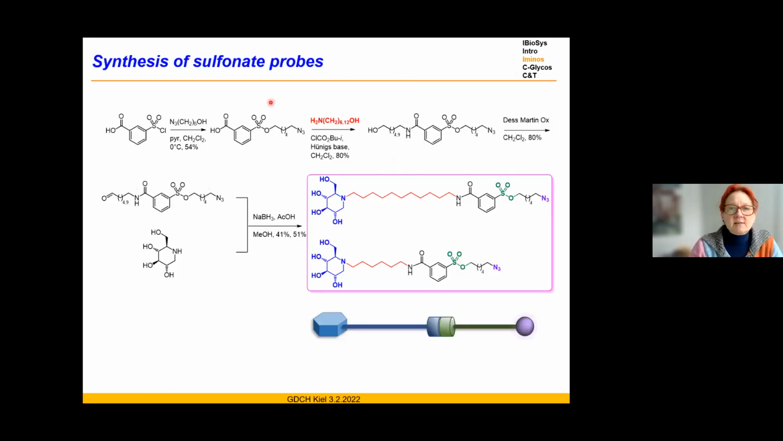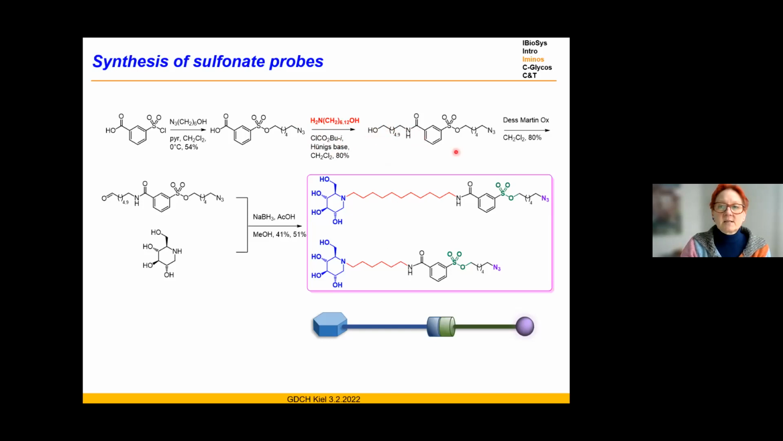Again, we designed the synthesis straightforwardly, I would say, starting from this benzoic acid sulfonyl chloride. Esterification takes place with this azidohexanol, leading to the desired sulfonic ester, now having the alkyne tag on the hemisphere of the probe. In order to install the other handle on the ligand hemisphere, we take advantage of a very simple amide coupling with this aminohexanol or aminododecanol, in order to have 2 different spacer lengths, under classical mixed anhydride conditions to install the amide bond.